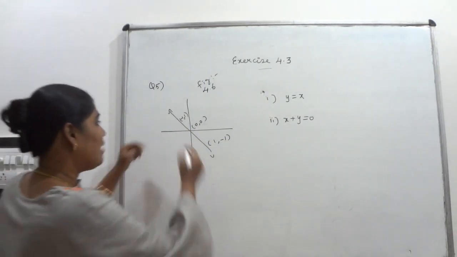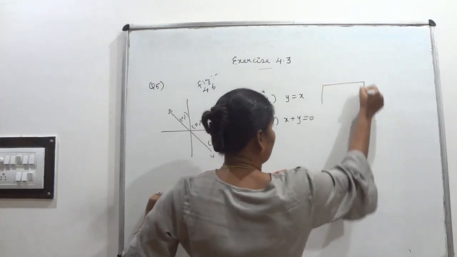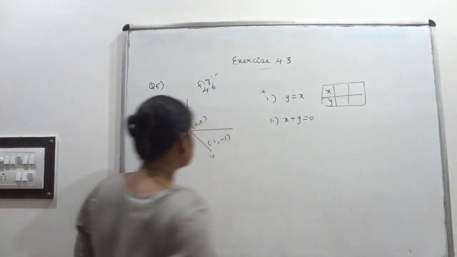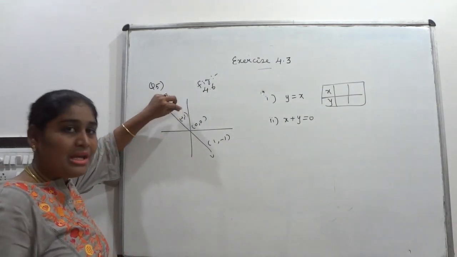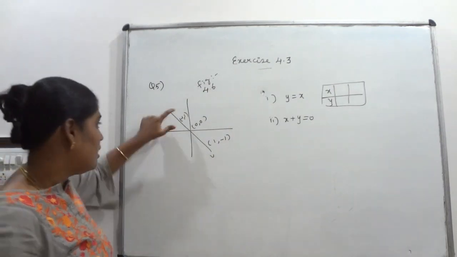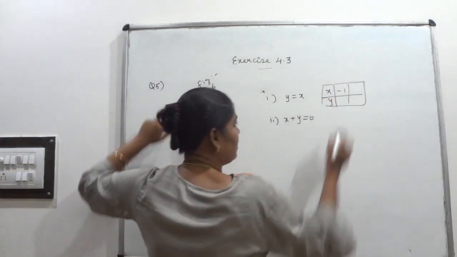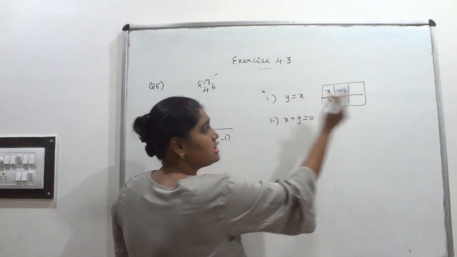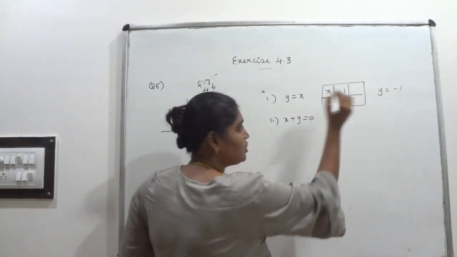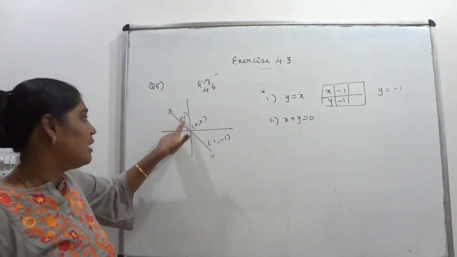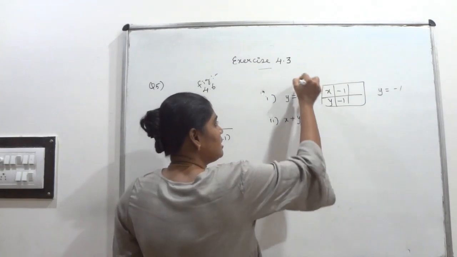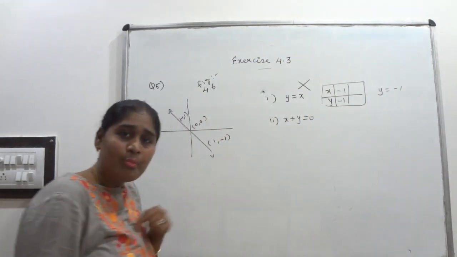So I am making a table for the given equation y equal to x. Here the points are already given. By using these points only I am going to find out which equation is suitable. Keeping the x value as minus 1, what will come? The y value minus 1 should come. But here what is given? Minus 1 and plus 1 is given. That's why this equation is wrong for my points.